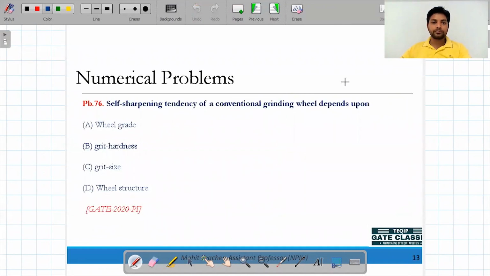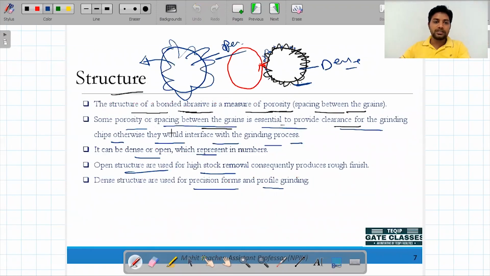So these are the designations. One question was asked in GATE 2020 in PI: the self-sharpening tendency of a conventional grinding wheel depends on what. Let us go from down to top, like wheel structure. Self-sharpening tendency means the abrasive grains will basically sharpen themselves. So if you increase or decrease the number of grains, that won't affect the self-sharpening effect.